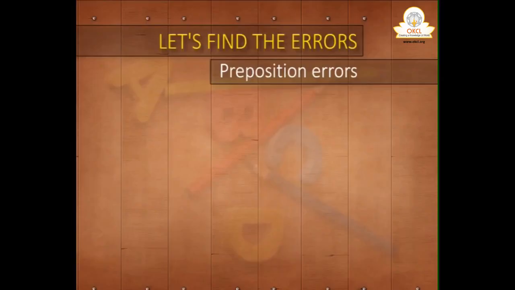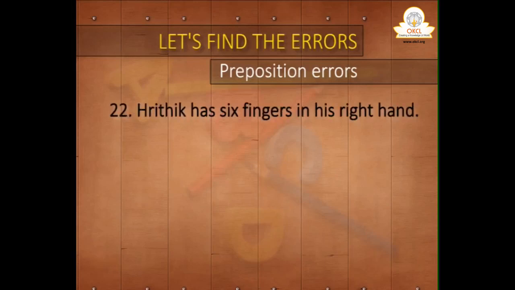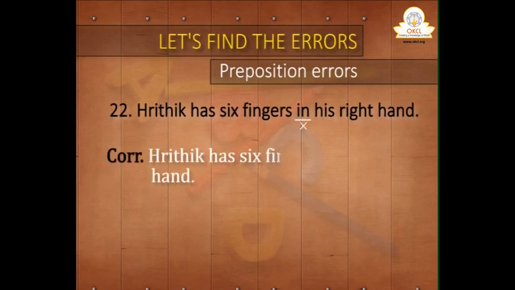Ritik has 6 fingers in his right hand. Ritik Roshan, all of you know. That popular superstar has 6 fingers in his right hand is wrong. It is on his right hand. The sixth finger. Okay, 6 fingers on his right hand. Let's see the next sentence.